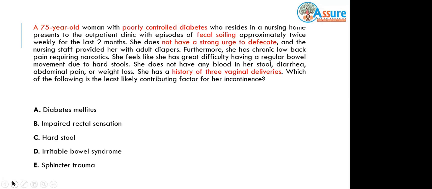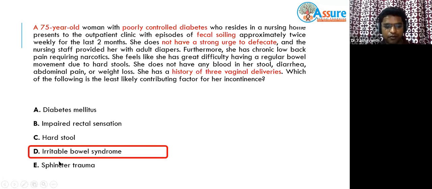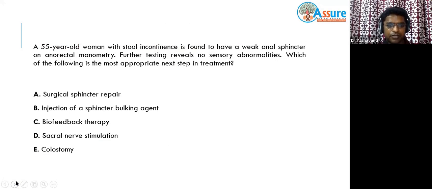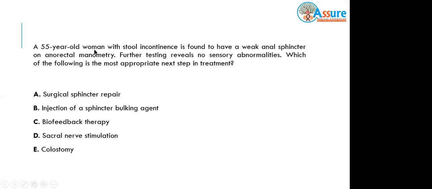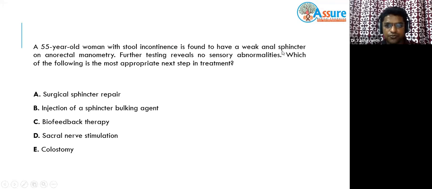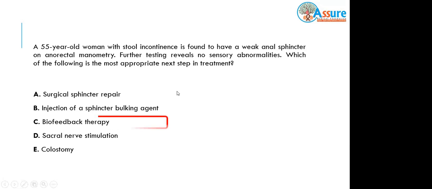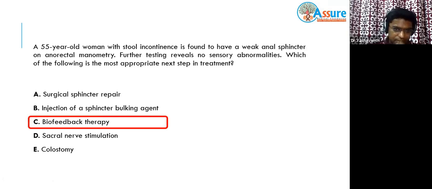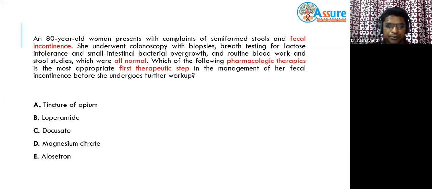The D, IBS. Yes, IBS will not have any effect. All others in this patient will have an effect on her symptoms. So the next patient is a 55-year-old woman with stool incontinence found to have weak anal sphincters on manometry. Further testing reveals no sensory abnormalities. Which of the following is the most appropriate next step? The biofeedback, C. Yes, very good. So weak anal sphincter on manometry, no sensory abnormality means nerve intact. The best thing is biofeedback therapy.